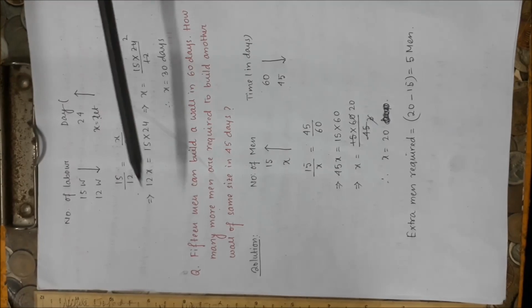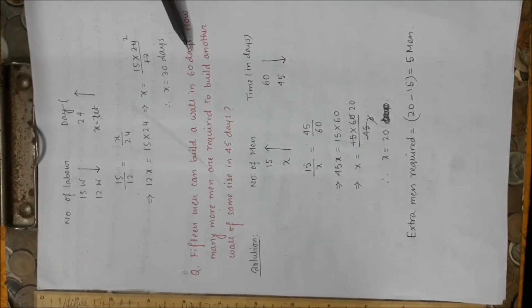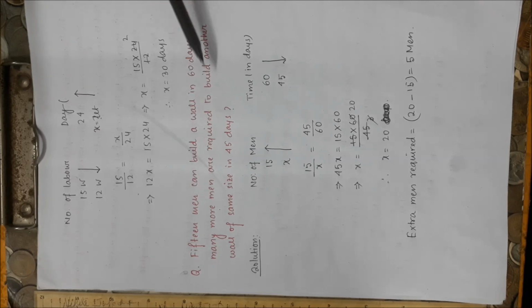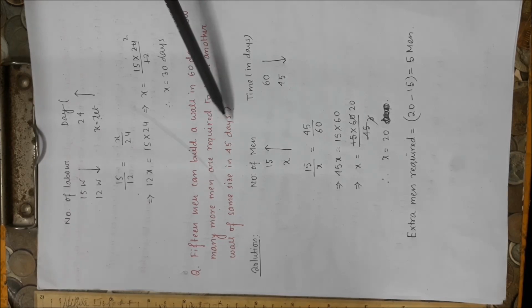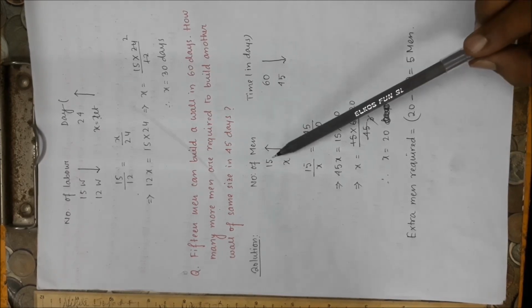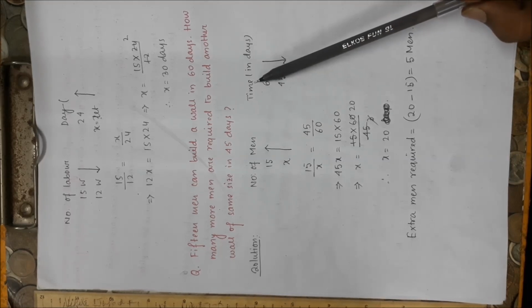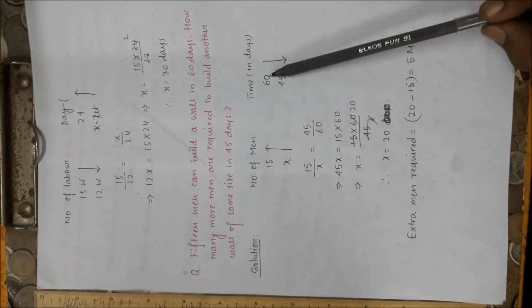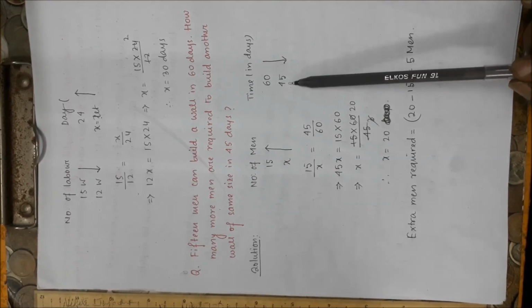Moving into the next problem: 15 men can build a wall in 60 days. How many more men are required to build another wall of the same size in 45 days? So the number of men is given and the time taken to complete the work is given. So 15 men require 60 days. So we need to complete the work in 45 days.